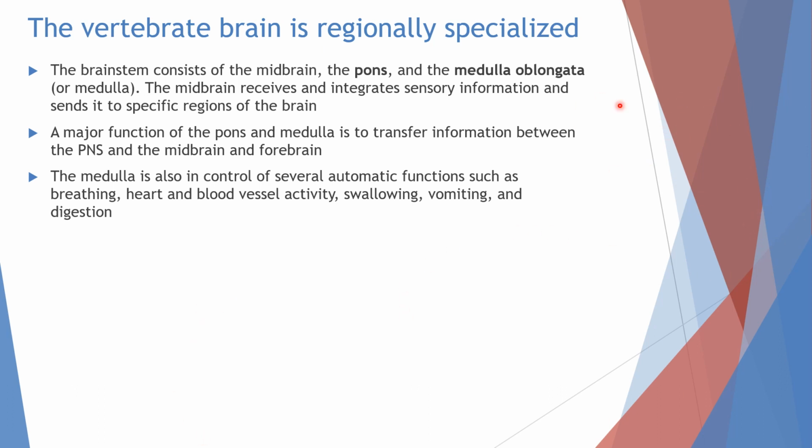Major function of this is the pons and medulla, which transfer information between the PNS and the brain. So that's what I was saying. It's the stuff that's moving, taking the afferent to it and then bringing it back efferent. So that's going to transfer a little bit there with the PNS and the CNS. Medulla also controls several automatic functions such as breathing, heart rate, blood vessel activity, swallowing, vomiting, and digestion, things like that. There's good parts in that automatic system that we discussed earlier. It's what is automatically occurring in this part.